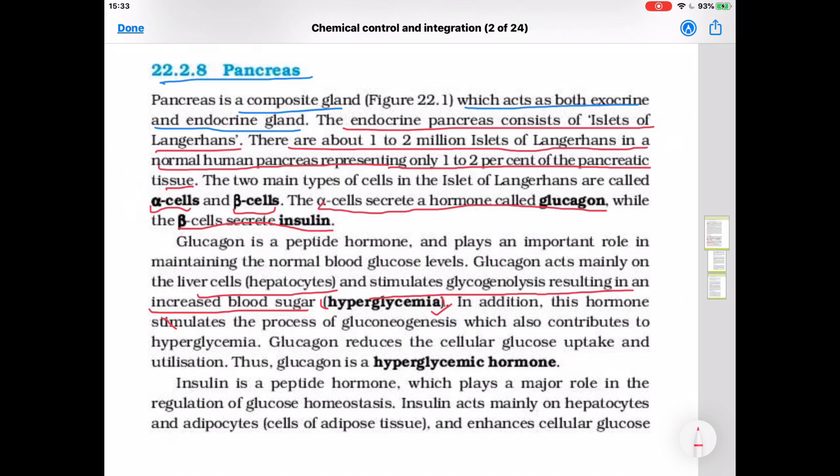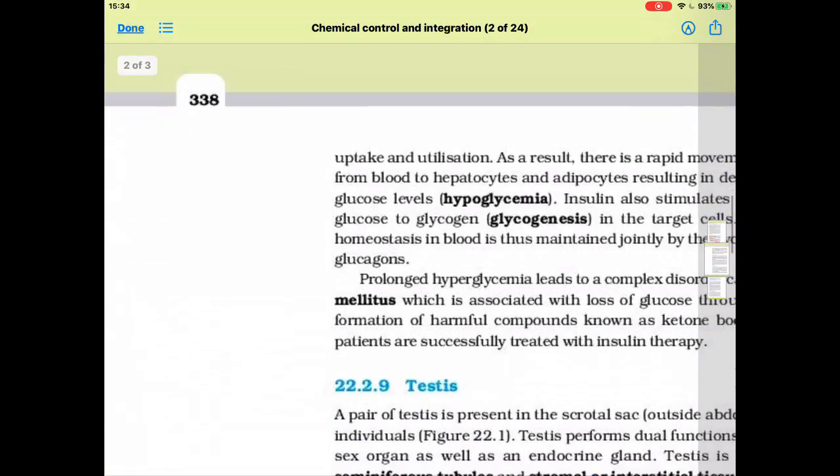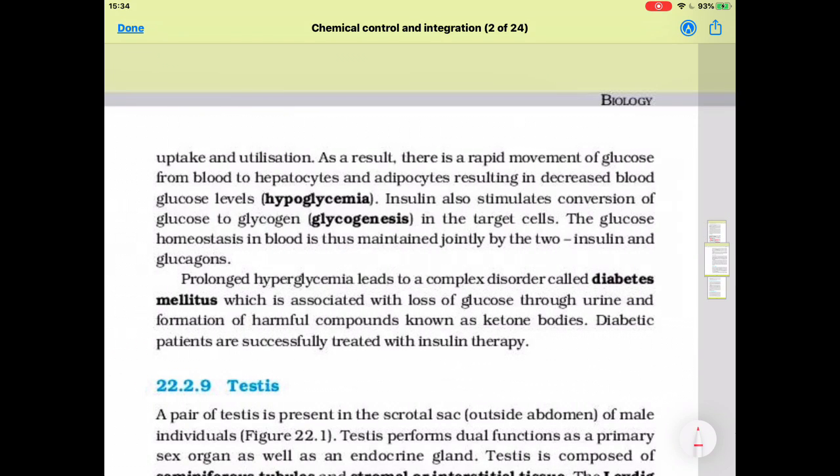Insulin is a peptide hormone. Insulin is secreted by the beta cells of islets of Langerhans. It plays a major role in the regulation of glucose homeostasis, which means maintaining the glucose balance. Insulin acts mainly on hepatocytes and adipocytes. Hepatocytes are the liver cells and adipocytes are the cells of adipose tissue which stores fats, and it enhances cellular glucose uptake and utilization. So it takes the glucose from the blood and helps in the storage of glucose in the cells. It reduces the blood glucose level.